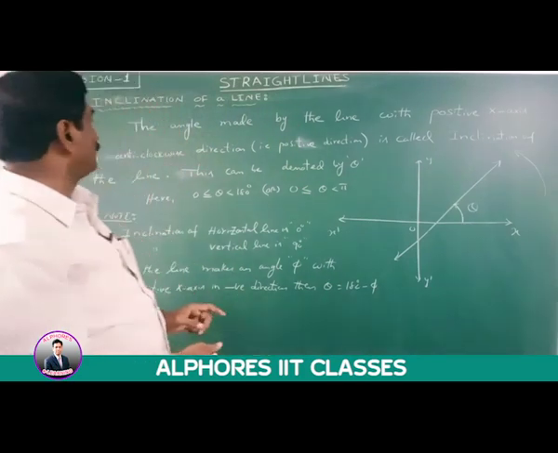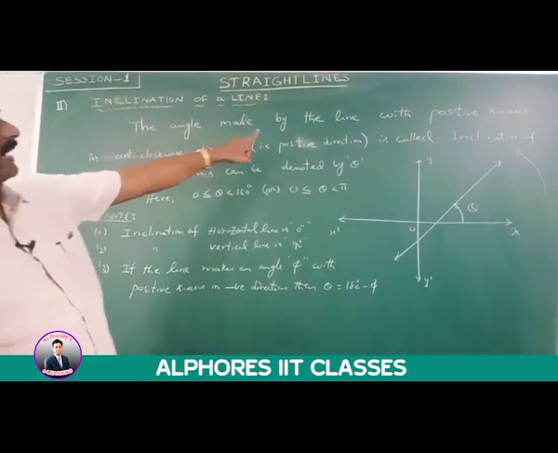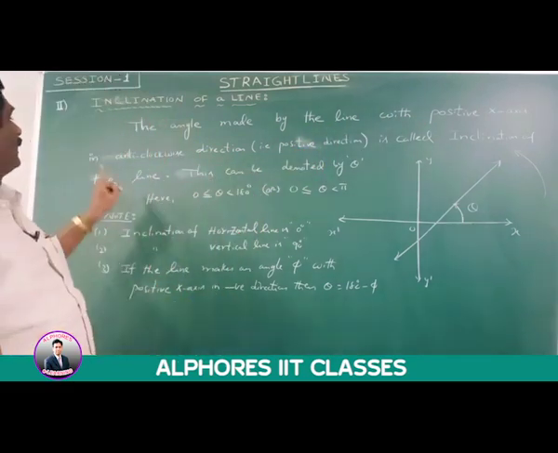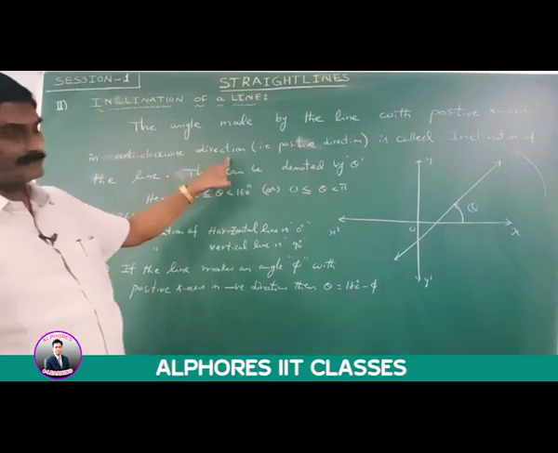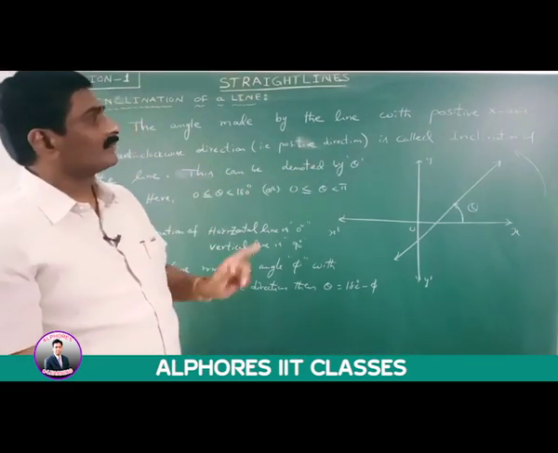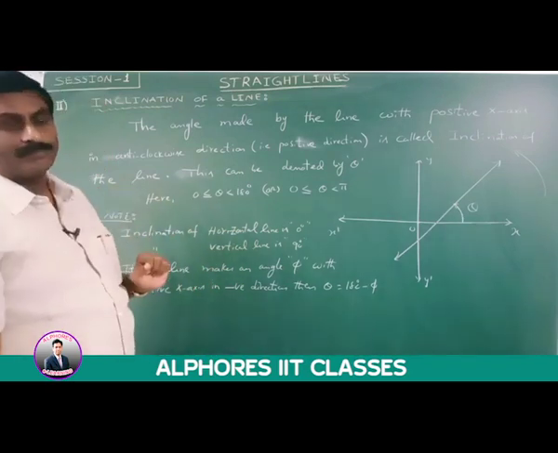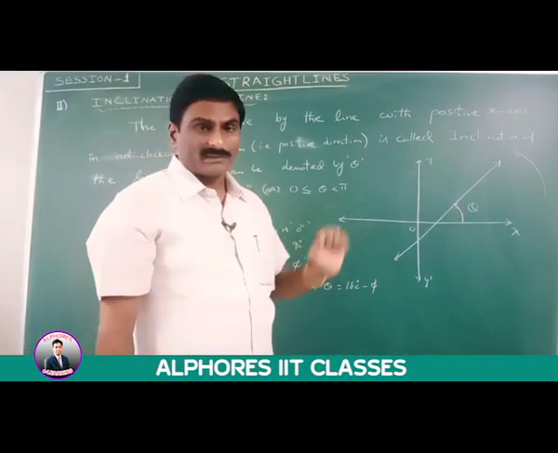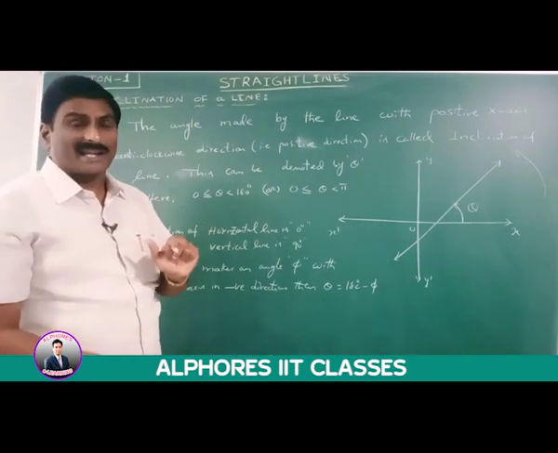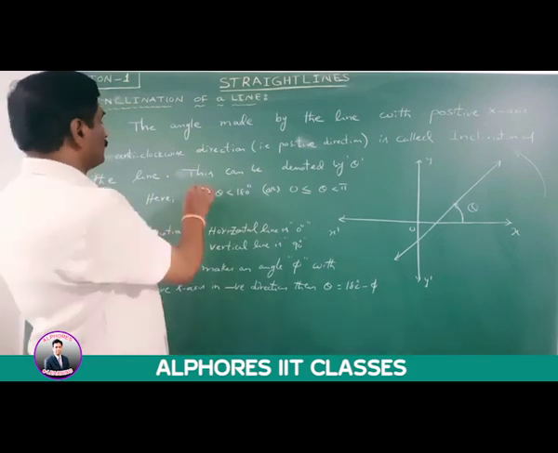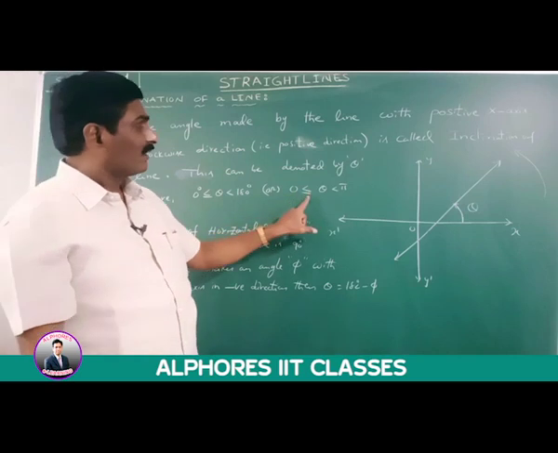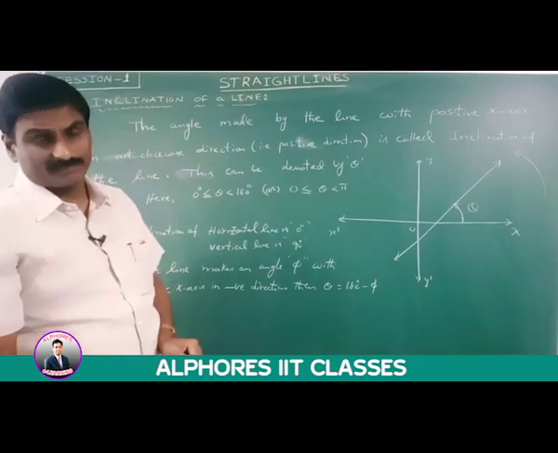Please note this value. The angle made by the line with the positive x-axis in anti-clockwise direction, that is positive direction, is called the inclination of the line. This can be denoted by theta. Here the range of theta is 0 degrees less than or equal to theta less than 180 degrees, or 0 less than or equal to theta less than pi in radians.